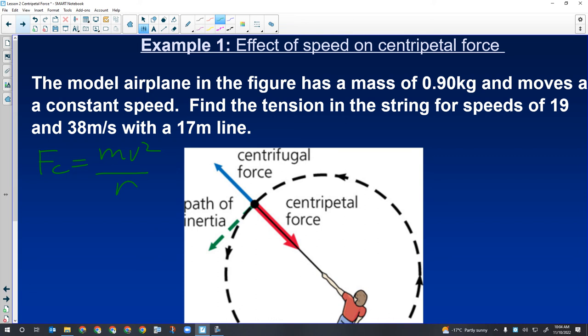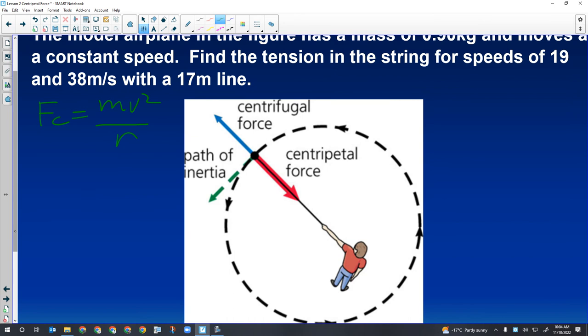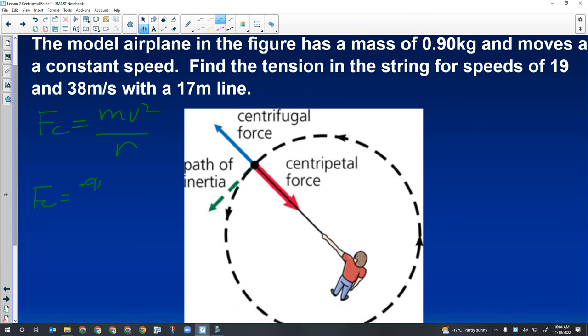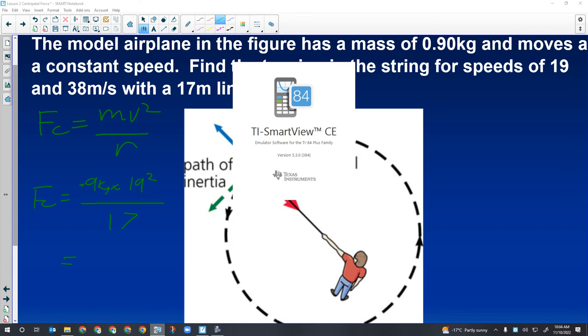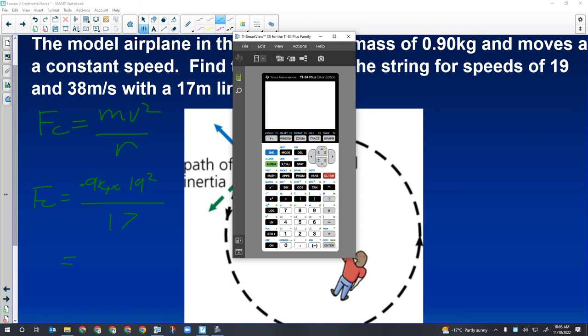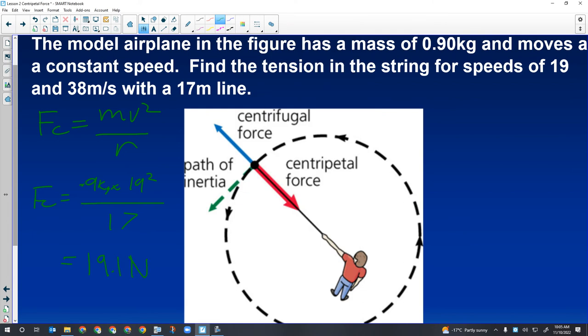So if we're looking at this one here, we're going to look at two different speeds, 19 meters per second and 38 meters per second on a string that is 17 meters long. Our first centripetal force is at 19. So we've got, what is it, 0.9 kilograms. Our mass is 0.9 kilograms times 19 meters per second, squared, divided by the radius of 17 meters. That will require 19.1 newtons worth of centripetal force or tension in the line.